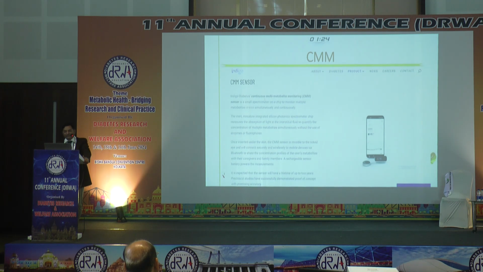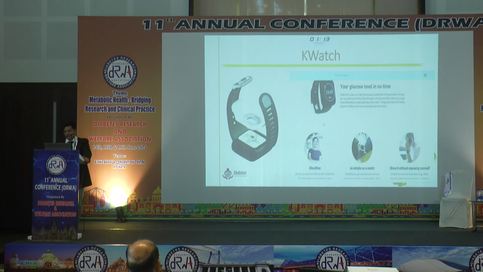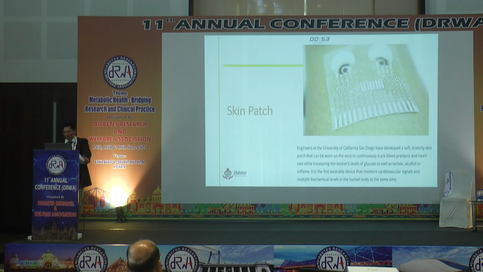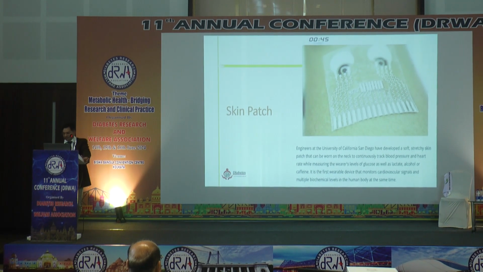There's another CMM sensor, a continuous multi-metabolic monitor sensor, which is again implantable, and this might work for almost up to 2 years. And this is a K-watch, a device which can be used as a watch, and it has a digital display. It works on the principle of radio frequency sensing, and there are some trials going on. There's also a skin patch which will monitor your blood pressure, heart rate, glucose and lactate, even alcohol levels and caffeine. These are all under trial.